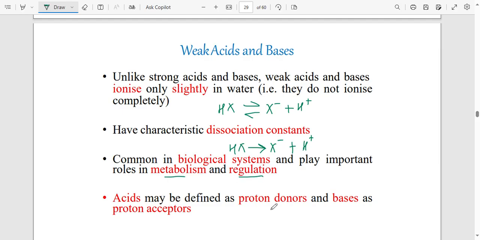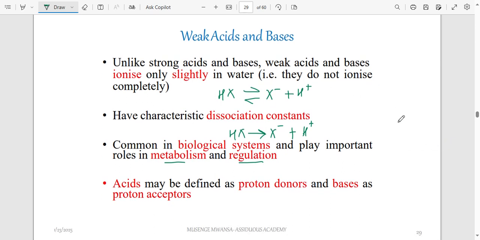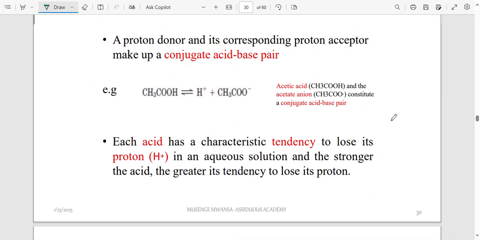Acids may be defined as any proton donor, and bases as proton acceptors. So the weak acids and bases actually form buffers, and those buffers are what are important. Now the importance of a weak acid and a weak base is that when you have an acid like this, HX, and it loses a hydrogen, it becomes X minus. So this guy and this guy are known as conjugates of each other. The way you tell conjugates of each other is that they differ by only one hydrogen.